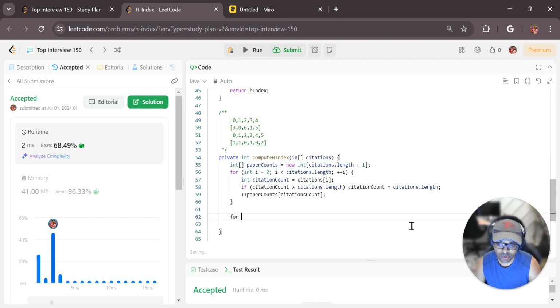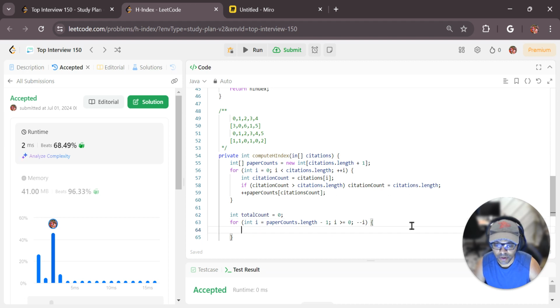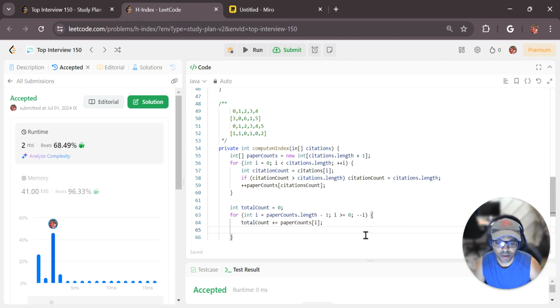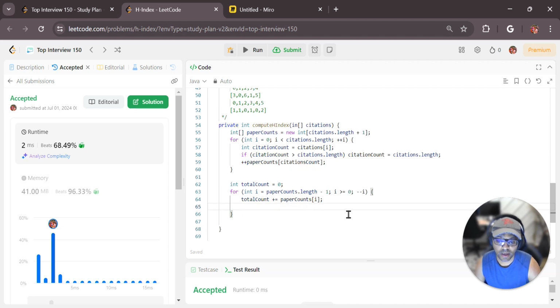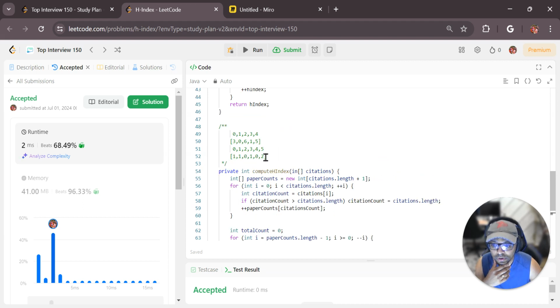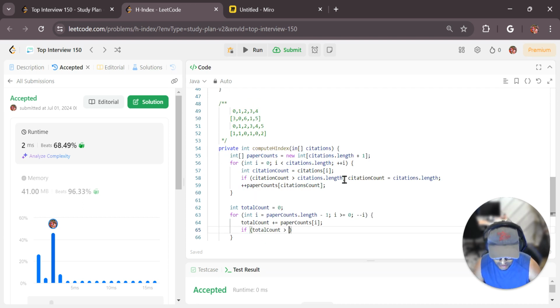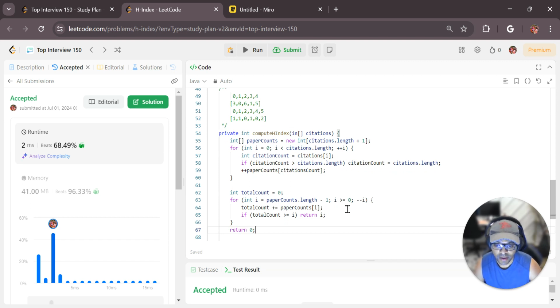Now that that is done, we go in the reverse order like we said. So we go from int i = paperCounts.length - 1; i >= 0; i--. And we do need to keep a running count of papers. So totalCount = 0, total papers, and we say totalCount += paperCounts[i]. We add that many papers to the running count. If our totalCount is greater than or equal to the index i, then we return i. And at the end we return 0. So that's what we are doing here.